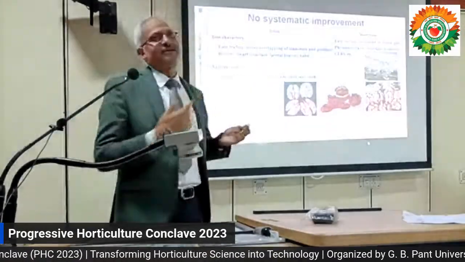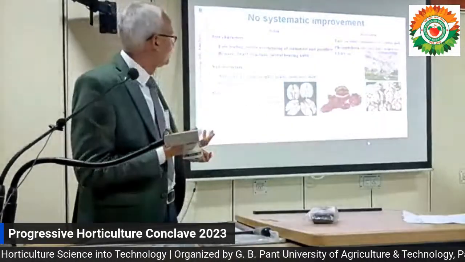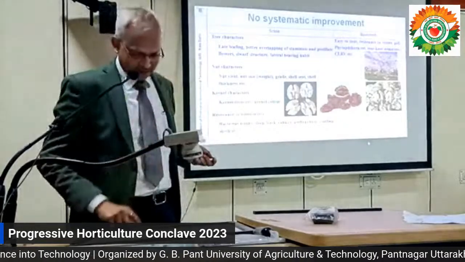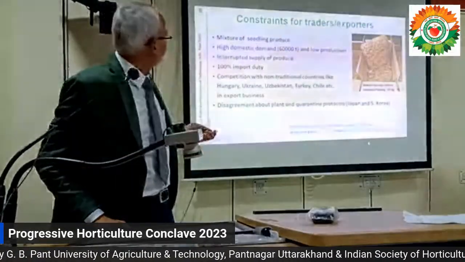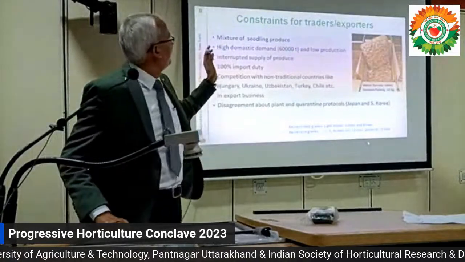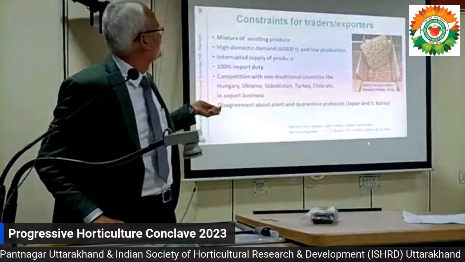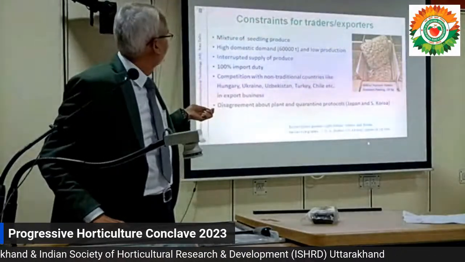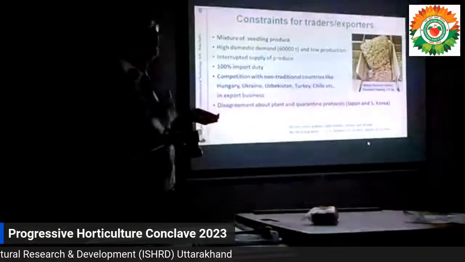These are some ideal characteristics of kernels being exported, so you must have good extract and color quality. These are also certain constraints of the traders: mixture of seedling produce, no organized orchards, high domestic demand, no material for the market, and irregular supply of the produce.